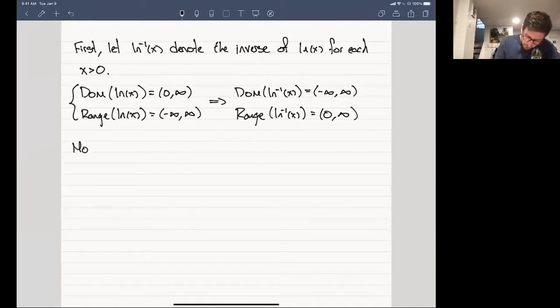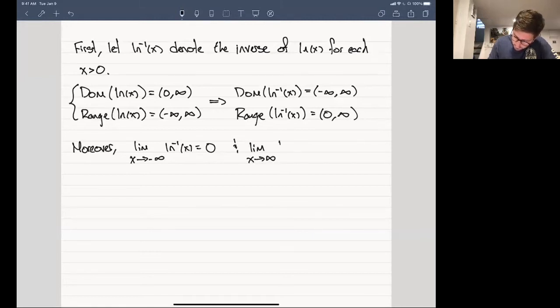And moreover, the limit as x goes to minus infinity of this inverse is equal to 0. This is just undoing the asymptotic properties that I just talked about for the logarithm function. And the limit as x goes to infinity of the inverse is equal to infinity. So this is just helping us feel our way through the dark and asking, what's happening so far? How can we piecemeal this idea of an inverse back together?